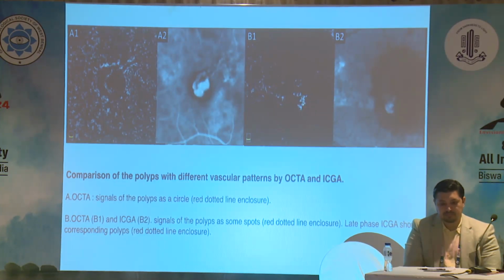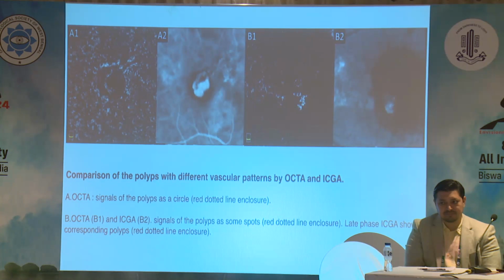This is another one showing the different patterns of polyps which can be seen on OCTA. As I said, A2 is the ICG picture in which you can see a well-defined hotspot. There is a nodule, but when we do an OCTA, we can't see a well-defined polyp; however, a circle lesion can be seen. This is because the blood flow is higher in the outer part of the polyp. It results in the formation of a white circle.